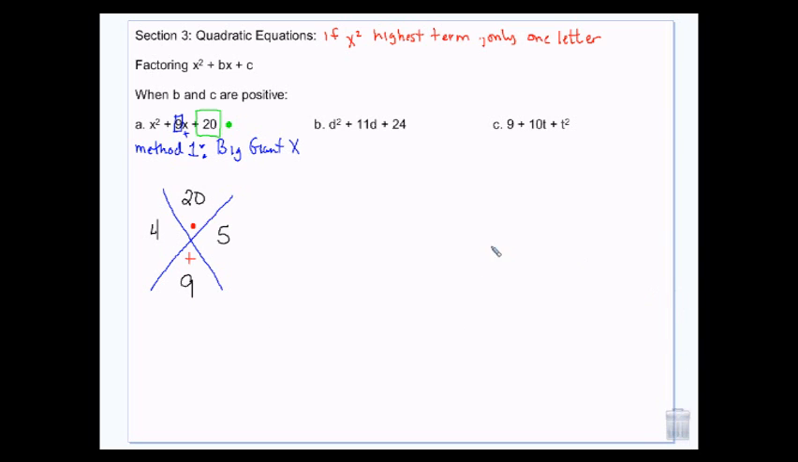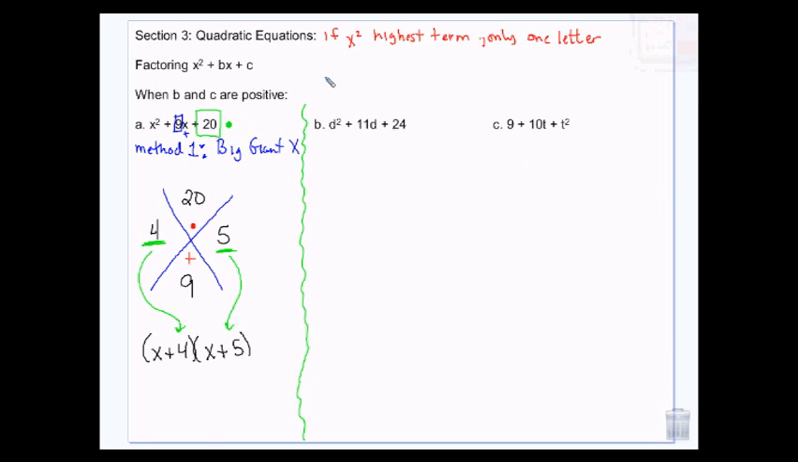Once you found these two numbers, these are your factors of 20. And those go in your parentheses. And it doesn't matter what order. I could have done 5 and 4 and put x plus 5 and x plus 4. That's the same thing. So what you found are the numbers that go in your parentheses. So x plus 4, x plus 5, and you factored. You're done.